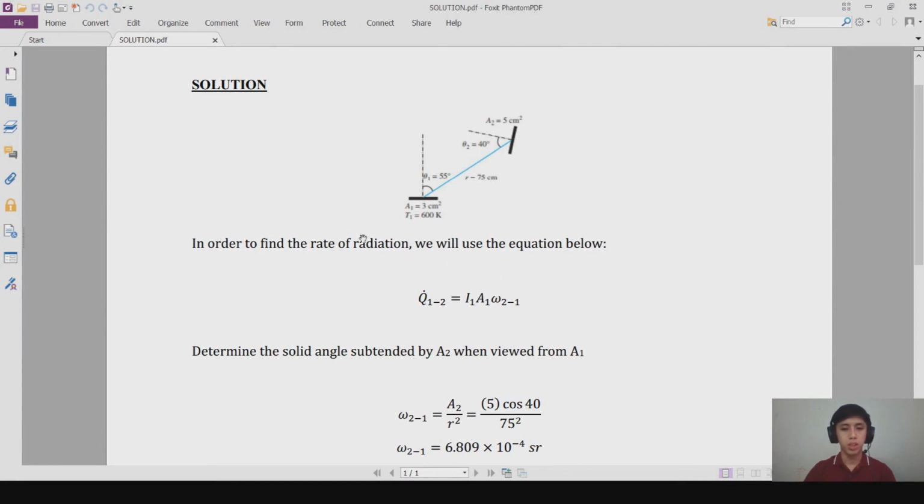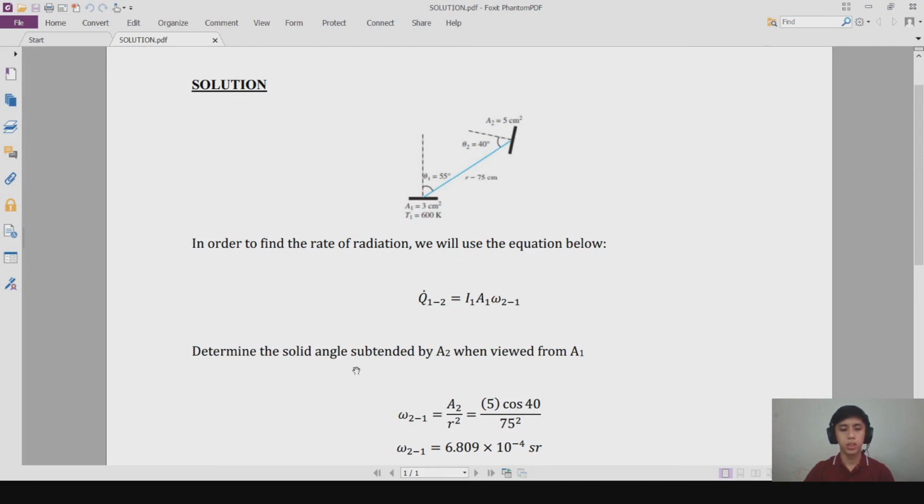The main question asks for the rate of radiation, and this can be calculated by using the formula below, which is Q dot 12 equal to I1 A1 omega 21. I1 is the intensity of radiation from surface 1, and omega 21 is the solid angle of A2 when viewed from A1.